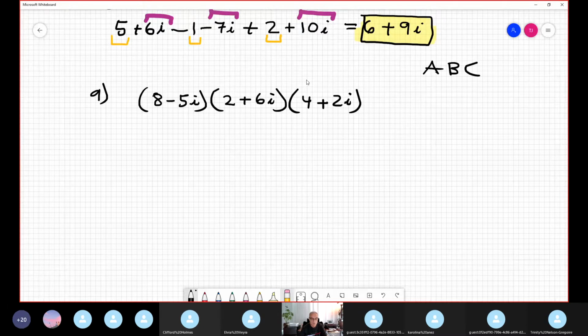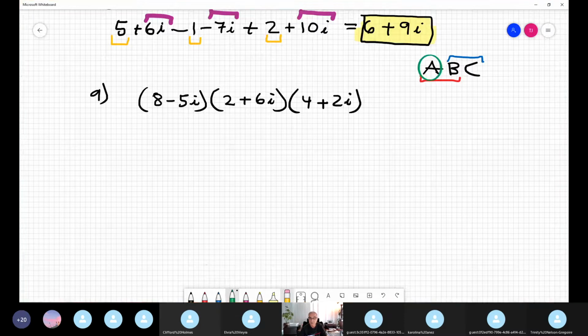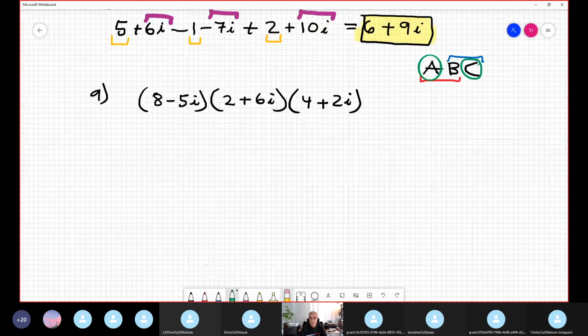And what do you select first? You can select, if you want, A and B. Or, if you want, you select B and C. Or maybe A and C first. It doesn't matter. This is the associative property. It doesn't matter what order you select. The answer is the same. This is the beauty of mathematics. Okay. So now there is no reason to change the order.